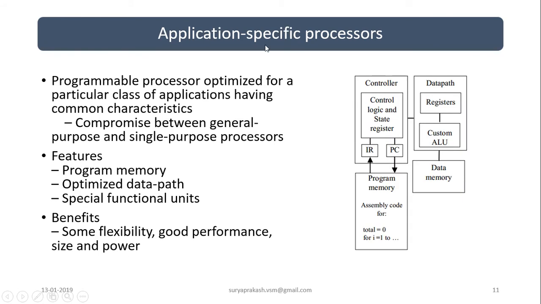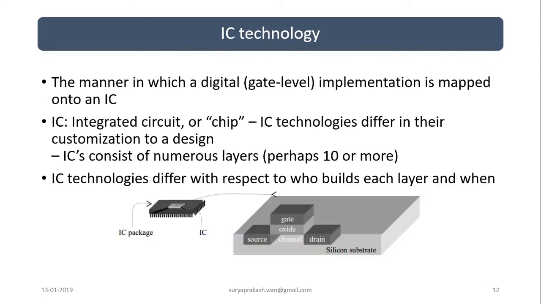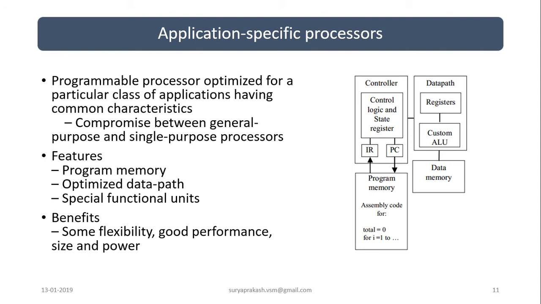In the application specific processor, programmable processors are optimized for a particular class of applications having common characteristics, a compromise between the general purpose and single purpose processor. There is program memory which has been optimized to do a single application. The features are program memory, optimized data path, and special functional units. Compared with a single purpose processor, it has program memory, but it is optimized to do a single application. The benefits are some flexibility, good performance, size, and power.